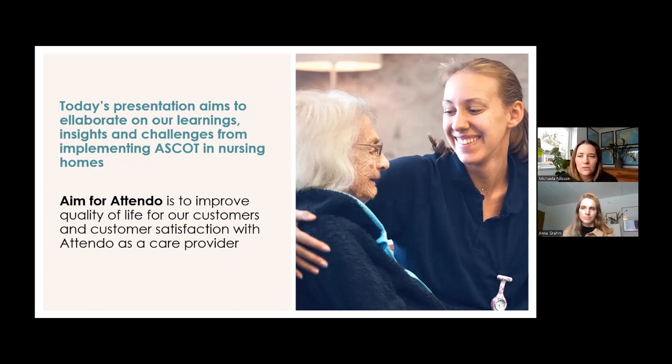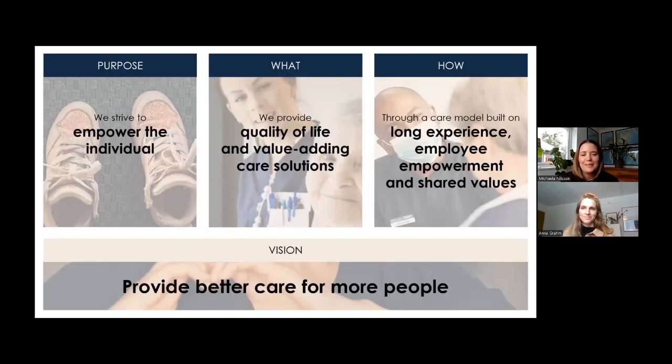So Attendo, you ask, who are they and what is it? We are the largest private care provider in the Nordic countries. We have around 700 operational units in Sweden, Finland, and Denmark. We offer care for older people, but also care for people with disabilities and care for individuals and families. Our mission, as you can see on the slide here, is to empower the individual, which we do by seeing, supporting, and empowering every person. In Sweden, Attendo is one of the largest private care providers when it comes to nursing homes. We have around 110 nursing homes, all over Sweden.